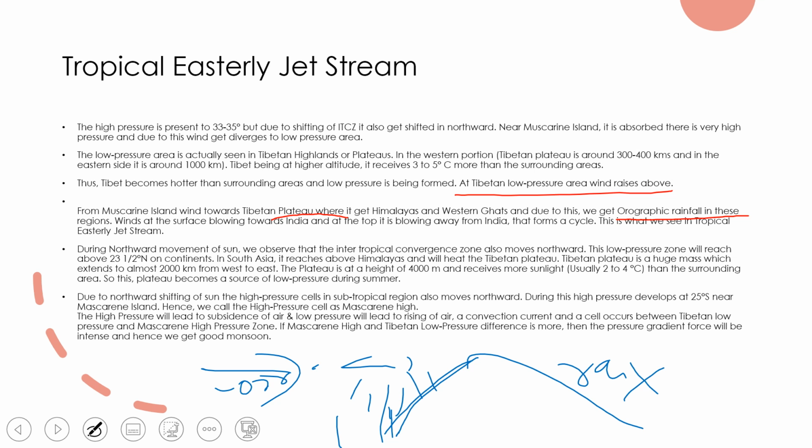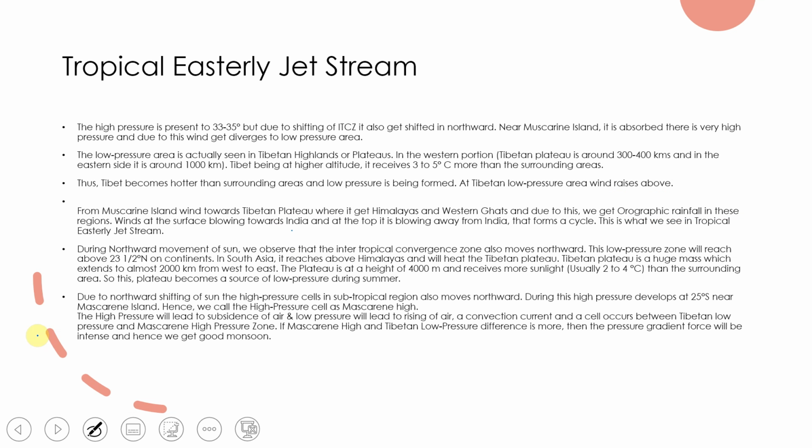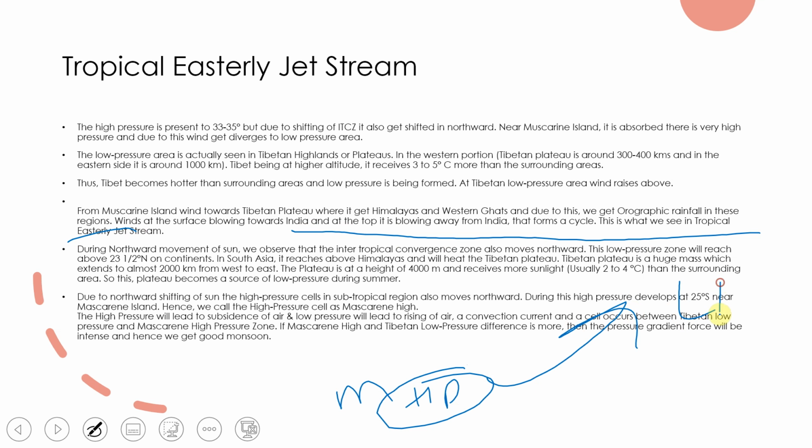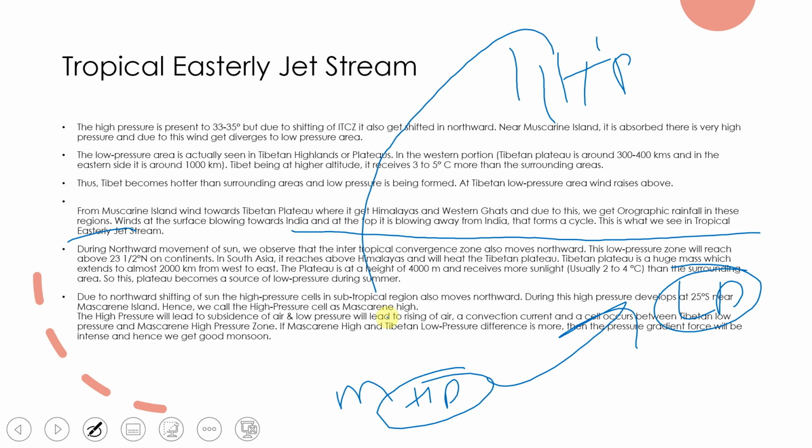So wind at the surface blows towards India, and at the top it blows away from India. That forms a cycle. This is what we see in the tropical easterly jet stream. Understand? This is mentioning that on the ground, from Mascarene Island there is high pressure and you are telling low pressure is going. But in the atmosphere, as I have explained, in the Tibetan plateau the air rises, the water vapor rises as low pressure, and it falls into the high pressure area. That helps in the formation of the cycle.